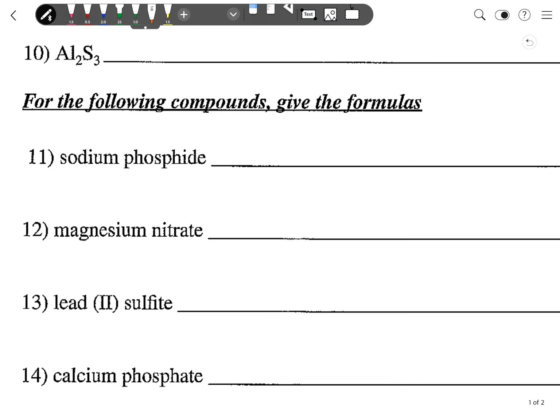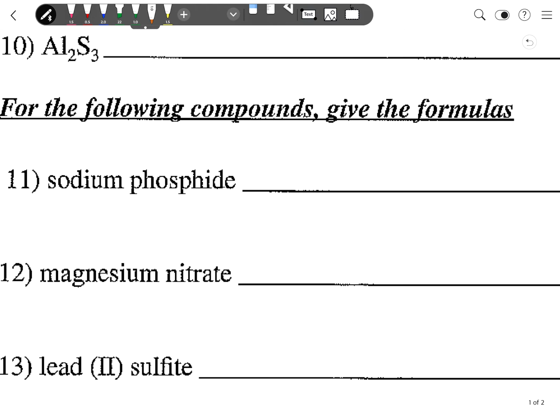Down at the bottom, we have some simple compounds, giving the formulas. Sodium is a +1. Phosphorus is a -3, phosphide and phosphorus, see. So it's going to take 3 sodium plus 1 charges to equal a -3 phosphorus. So we have to write Na for sodium, but we need 3 of those. So we can put a 3 right there. And then phosphide is P, phosphorus, and there you go, Na3P.